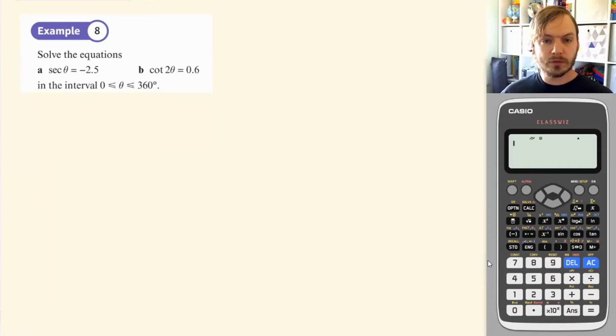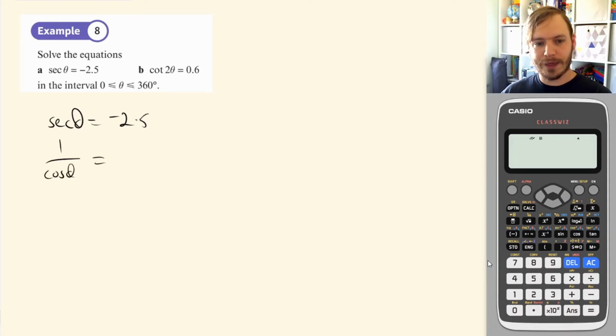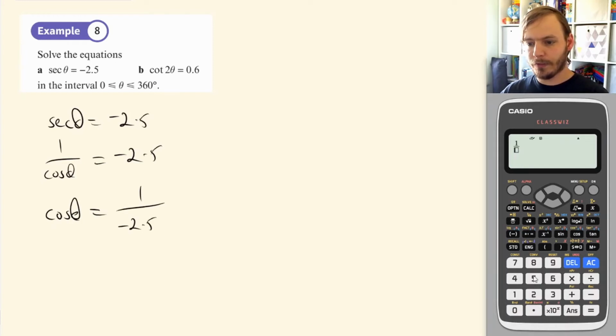So we've done simplifying and we've done proving some identities, and the final one we need to deal with is solving equations. So if we have, in this first example, sec theta equals negative 2.5, sec theta is the same as 1 over cos theta, so that equals negative 2.5. And now I want cos theta to be the subject, so I just need to rearrange this so that it's 1 over negative 2.5, and 1 over negative 2.5 is negative 2/5.